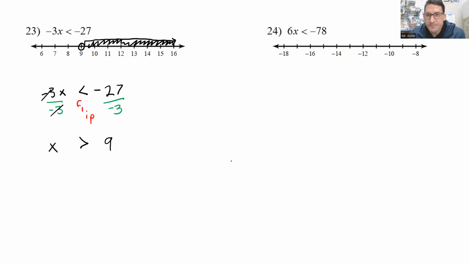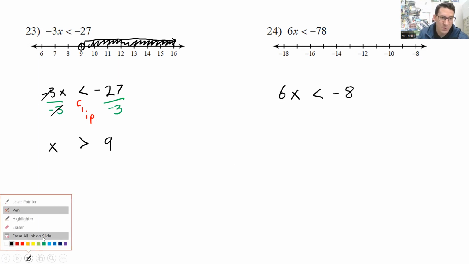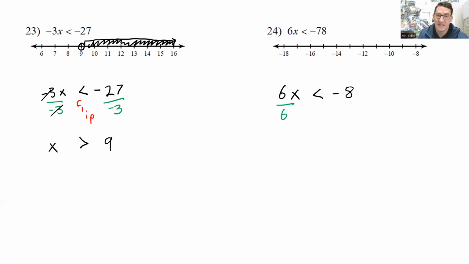Right? So this one, we'll want to do this one at the same time. So 6x is less than negative 78. So to solve this one, I need to divide by 6.